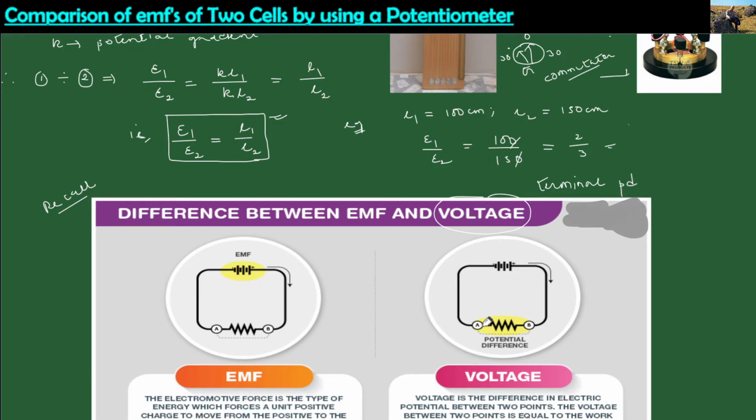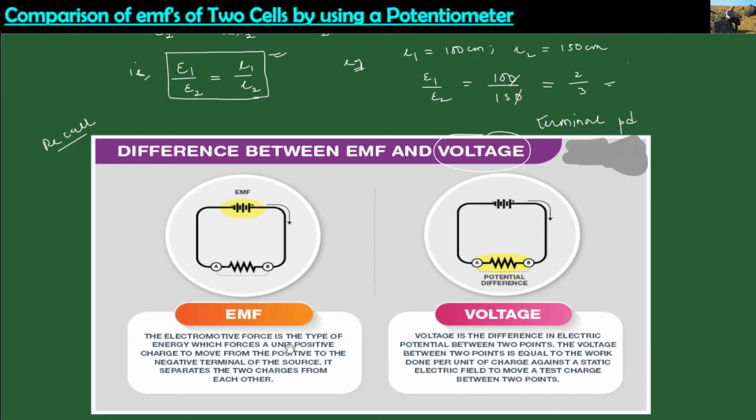Now, an EMF, which is nothing but the electromotive force, means that when we have a battery, we are supplying charges, and when we supply charges, we are doing some kind of electrical energy. And when we do electrical energy, we are forcing a unit positive charge to move from the positive end of the cell to the negative end of the cell, round a closed circuit. So this is a closed circuit.